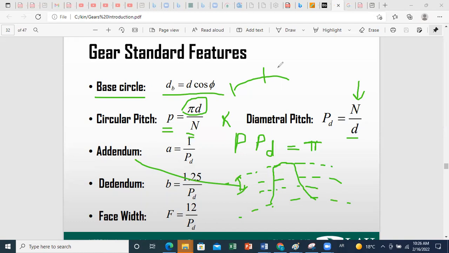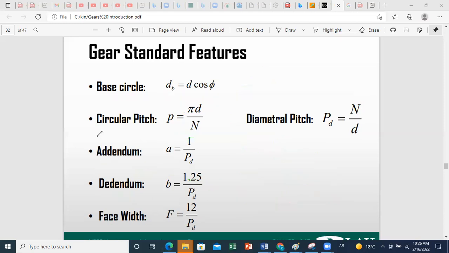And from the design, we can relate the addendum and dedendum dimensions to the diametral pitch. So whenever I give you the diametral pitch, you can characterize the values of addendum and dedendum. The face width is also related to the diametral pitch, and it's given by 12 over PD. So the dimensions of your tooth are all related to the diametral pitch.